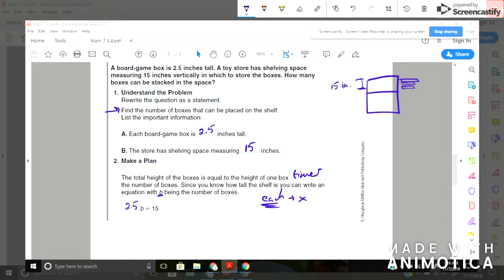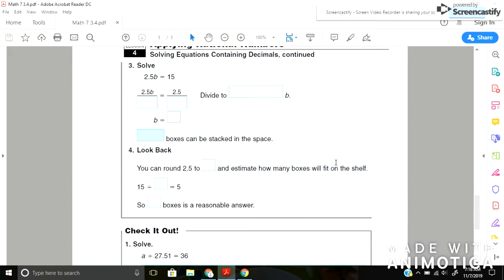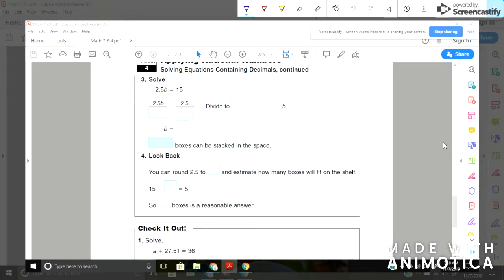Let's flip to the next slide to continue this problem. So here's our equation of 2.5b equals 15. How would we go about solving that? We would divide to isolate our variable of b. So I'd divide by 2.5 on both sides because b is being multiplied by 2.5.